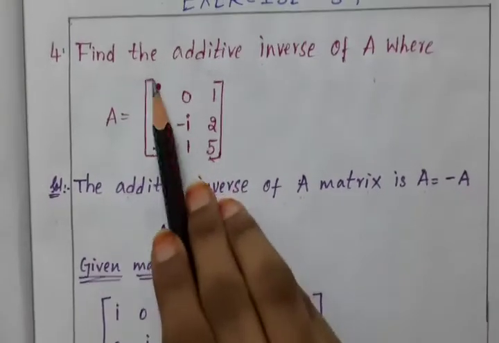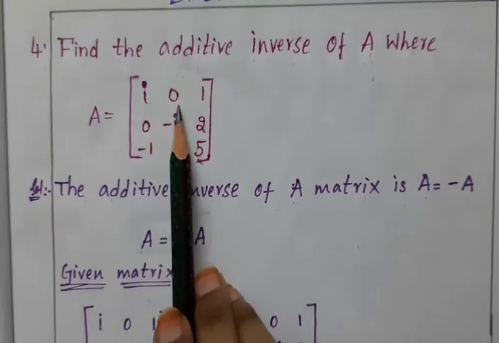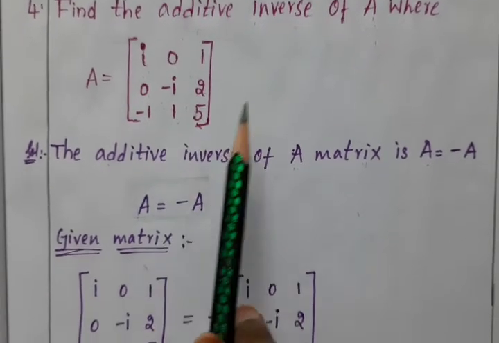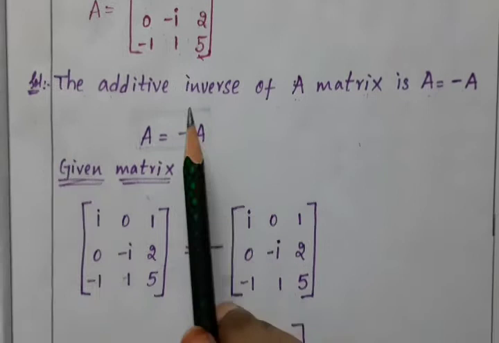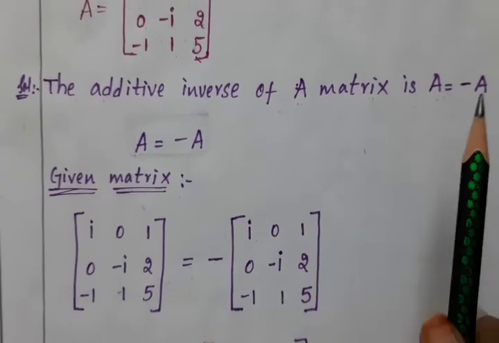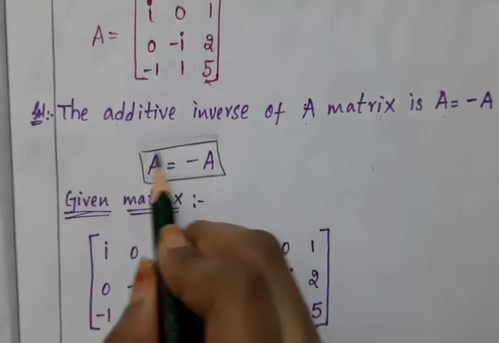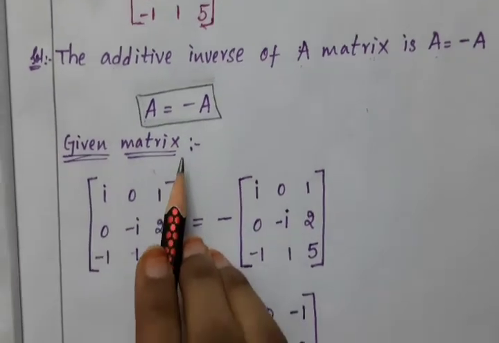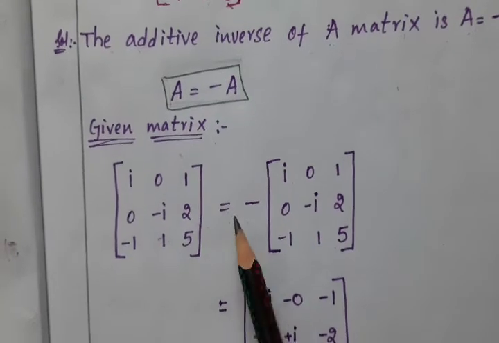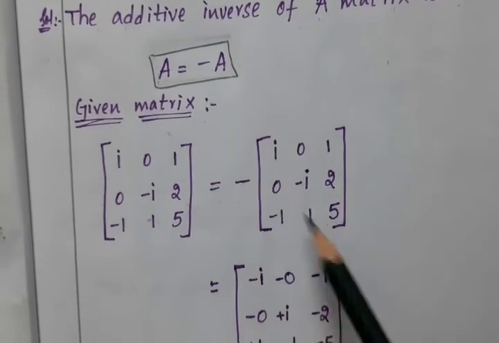Fourth question. Find the additive inverse of A where A equal to i, 0, 1, 0, minus i, 2, minus 1, 1, 5. Solution. The additive inverse of A matrix is minus A. The condition for additive inverse is A equal to minus A. Given matrix, substitute A value here and minus A you write same. Substitute A value here.